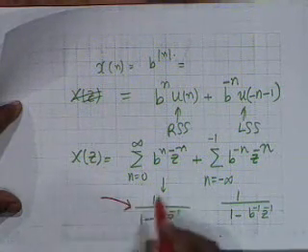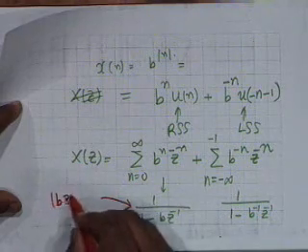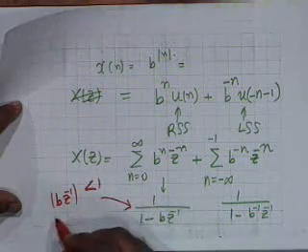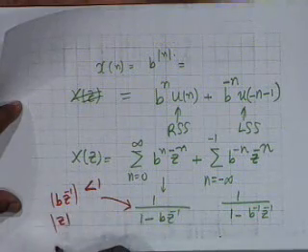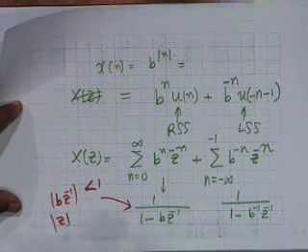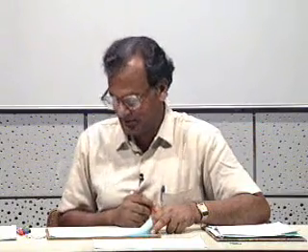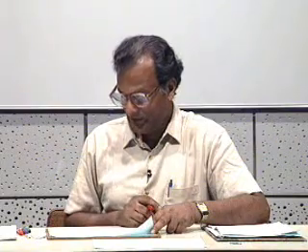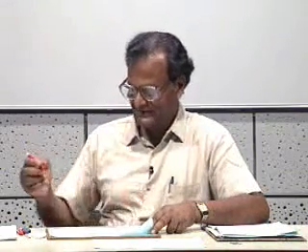The ROC of this is, this is summable only if mod of b z inverse is less than 1, that means z... 0 is not included in the second term, yes. So, minus 1, minus 1. Oh, there will be a minus 1.